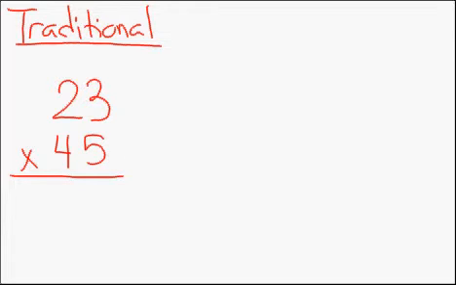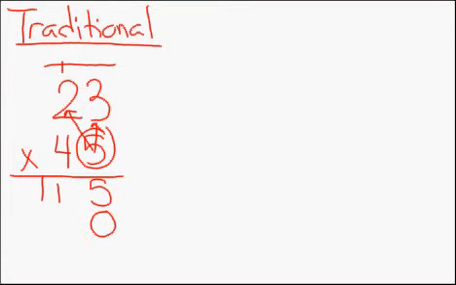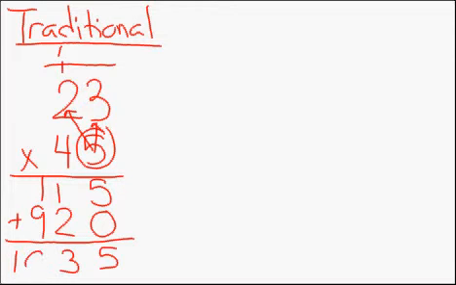For this problem you already know that we start with the 5 right here. 5 times 3 is 15, regroup. 5 times 2 is 10, plus 1 makes an 11. After we're done, we circle the 5, bring down the 0. Then 4 times 3 is 12. 4 times 2 is 8, plus 1 is 9. Then we just add those together to get the answer, or the product, which is 1,035. Hoping that I didn't make any mistakes. That looks like it's right.